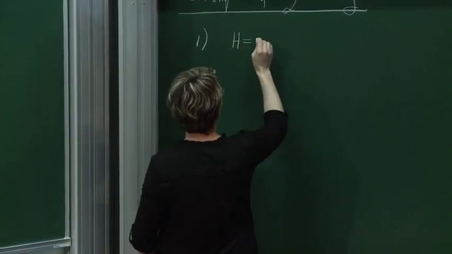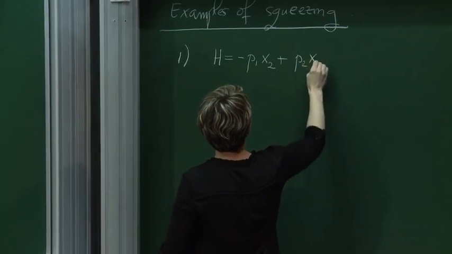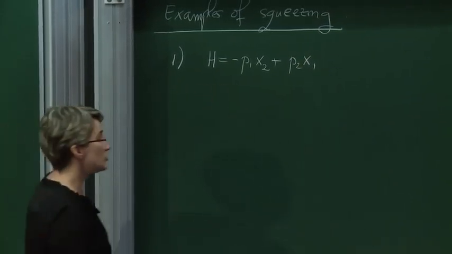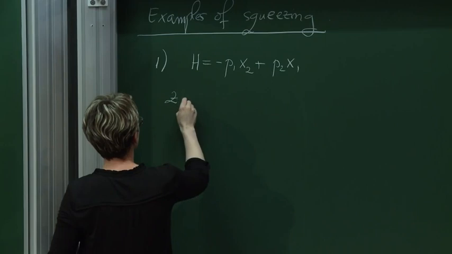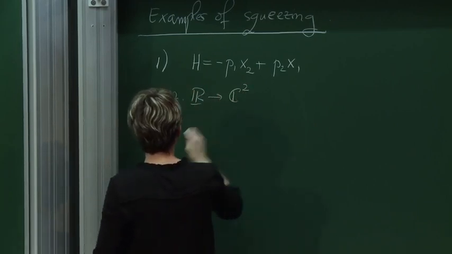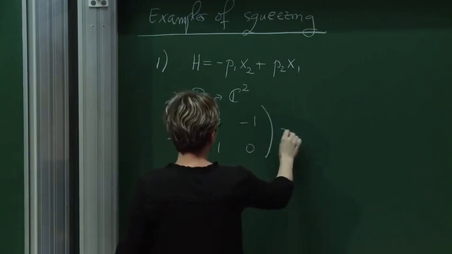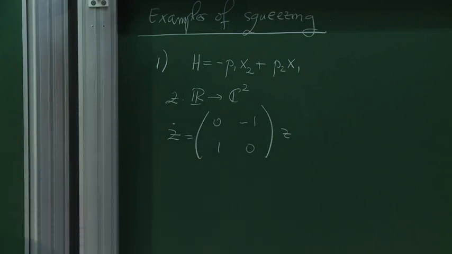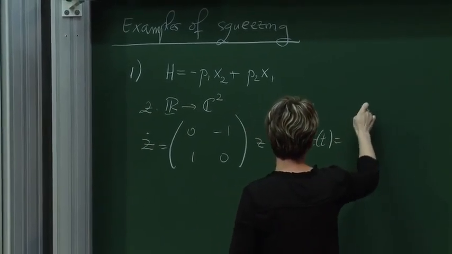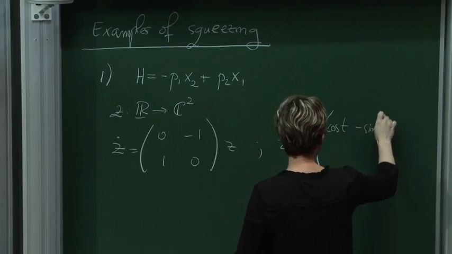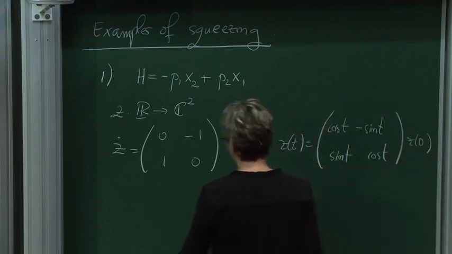Let's consider the Hamiltonian H to be minus p1 x2 plus p2 x1. Okay, then the flow generated by this Hamiltonian, you can write down Hamilton's equations if you want in the following form. If Z is the flow, then Z dot becomes (0, minus 1; 1, 0) applied to Z. Okay, so this is nothing else but a rotation, right? So Z of t can be written explicitly as (cosine t, minus sine t; sine t, cosine t) applied to the initial data at time 0.